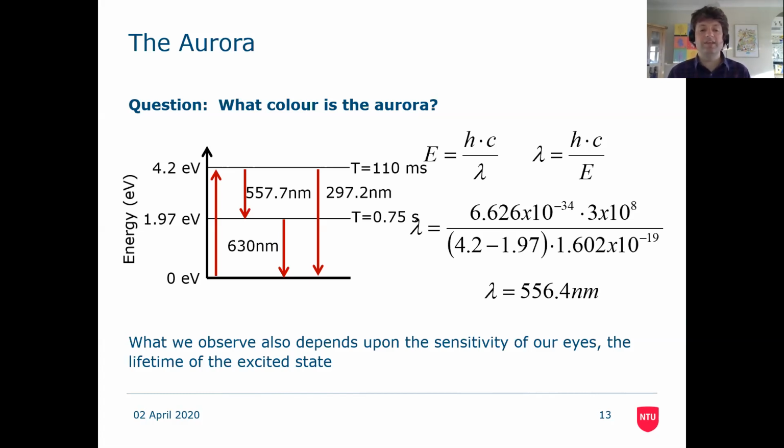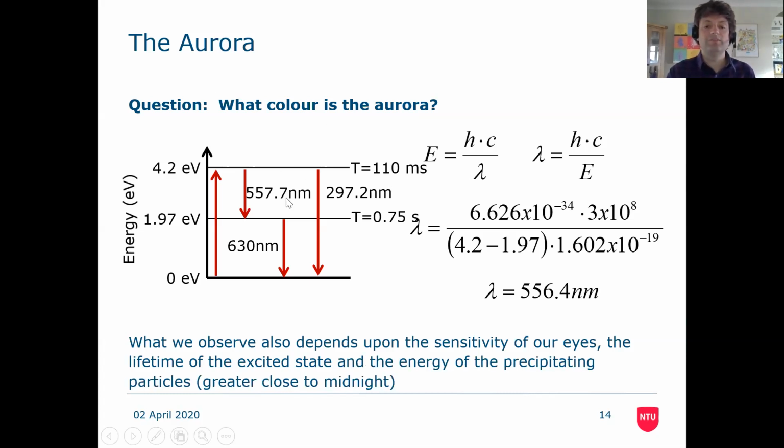So we've got two reasons here. What we observe depends upon the sensitivity of our eyes. It depends upon the lifetime of the excited state. So you can see here, we've got a shorter time before the green transition, before green is emitted, than before red is emitted. So that means we'll have a smaller chance of collisions before green is emitted, so a greater chance that the green light is actually emitted in the first place. So we've got more green light emitted in the first place, and our eyes are better at detecting green light.